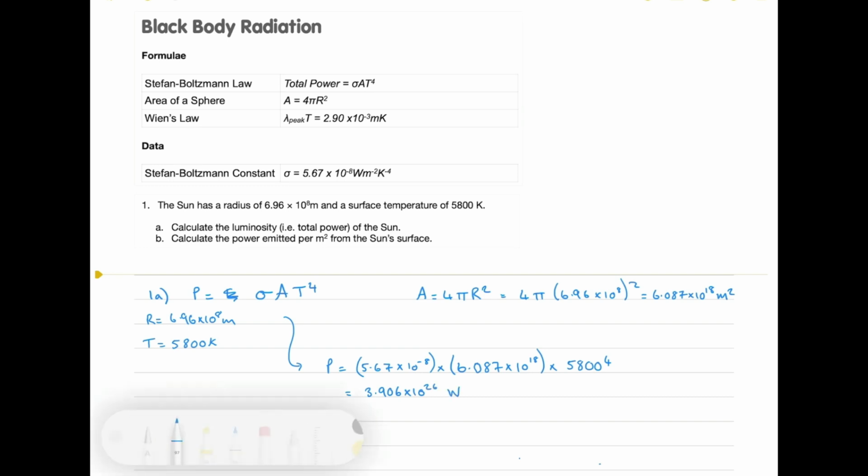Now, what is the data given in? That's in 3 significant figures, that's in 2 significant figures. So let's give our answer to 2 significant figures. So it's 3.9 times 10 to the 26 watts.